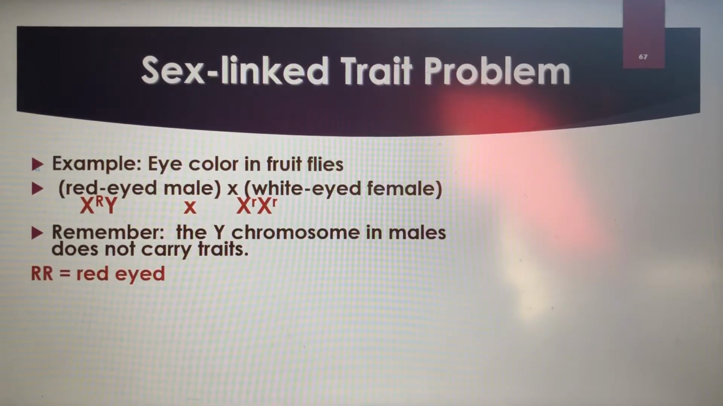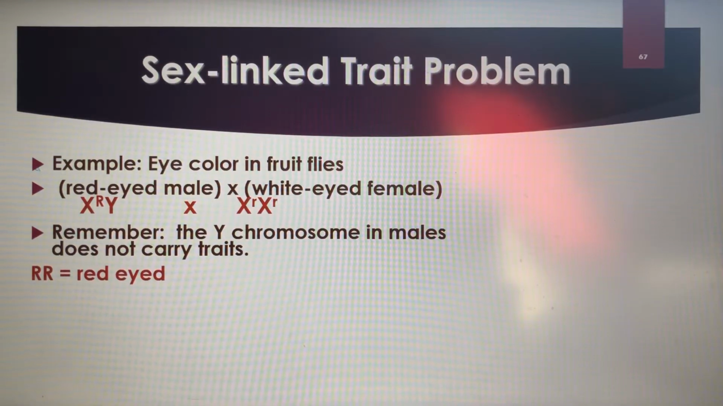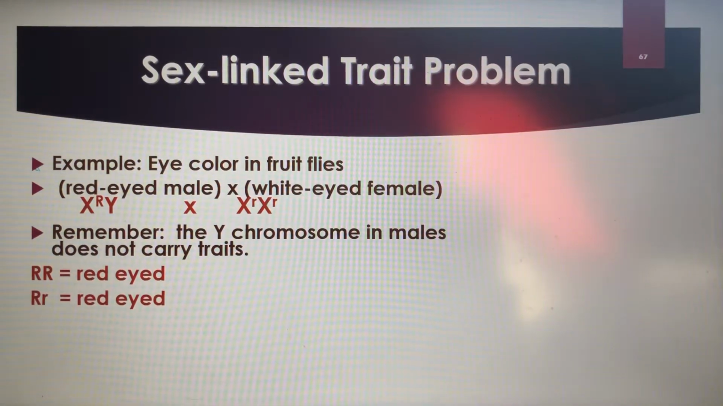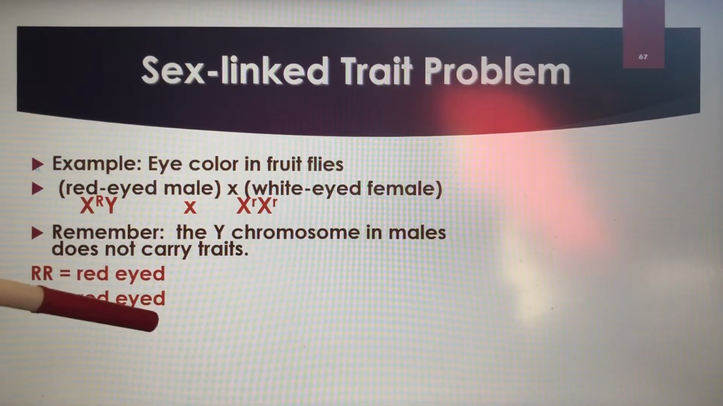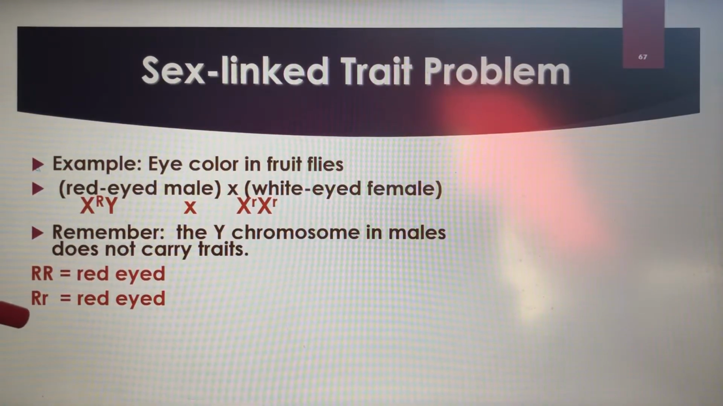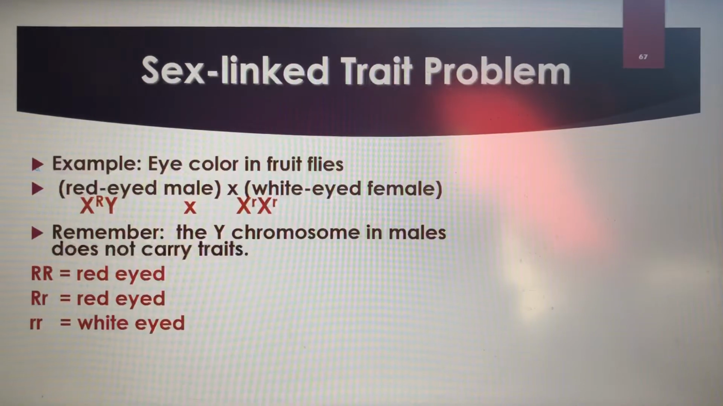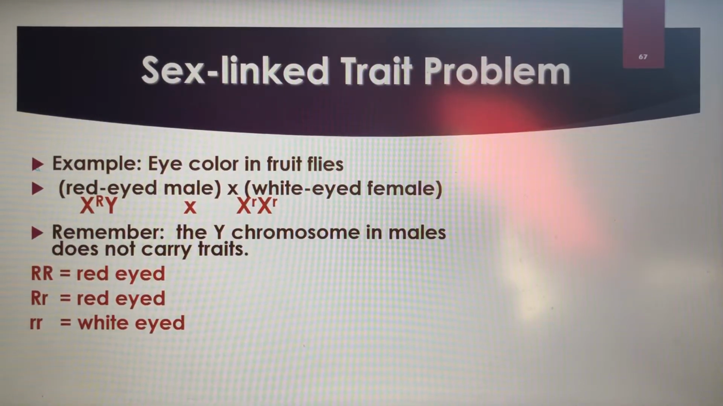So we would say that eye color is a sex-linked trait found on the X chromosome. Okay, so red eyes and red eyes, both the heterozygote and the homozygote dominant express red eyes. Only the recessive will express the white eyes, okay?